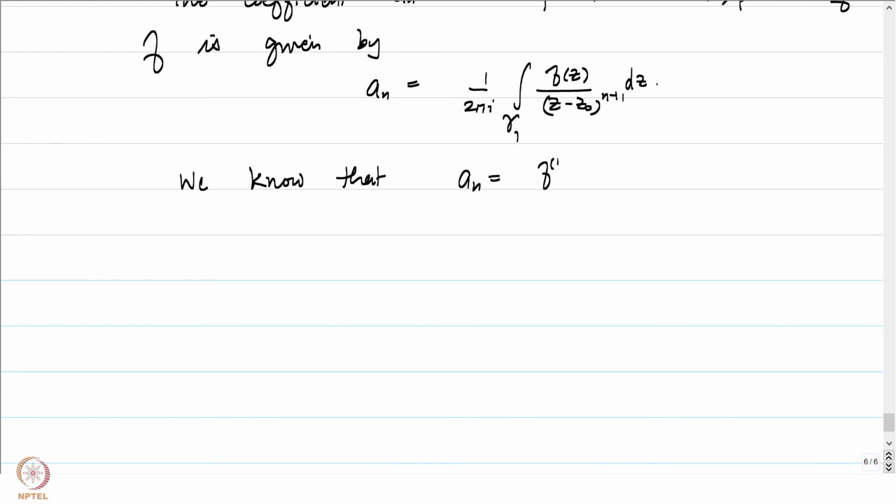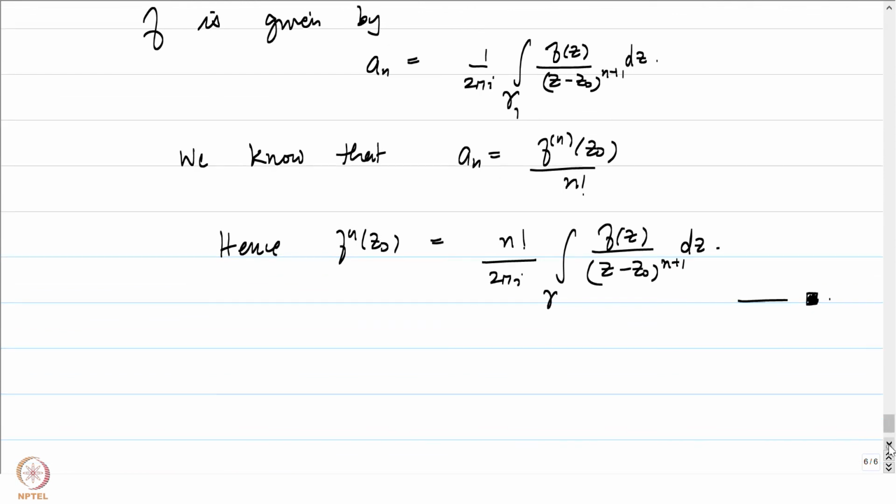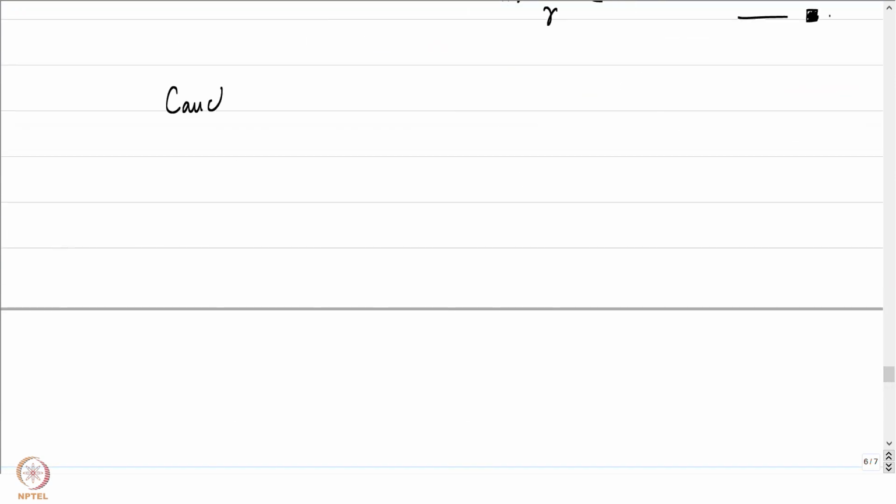We know that a_n is equal to f^(n) at z0 by n factorial, and by plugging it in, we have f^(n) at z0 is equal to n factorial by 2 pi i times the integral over gamma 1, which is the same as the integral over gamma, of f of z by z minus z0 to the power n plus 1 dz. And this is what we had set out to prove. If you notice, when n is equal to 0, we just end up with our usual Cauchy integral formula. That is why this is also called the higher order Cauchy integral formula. And as a consequence, we directly have the Cauchy estimates.